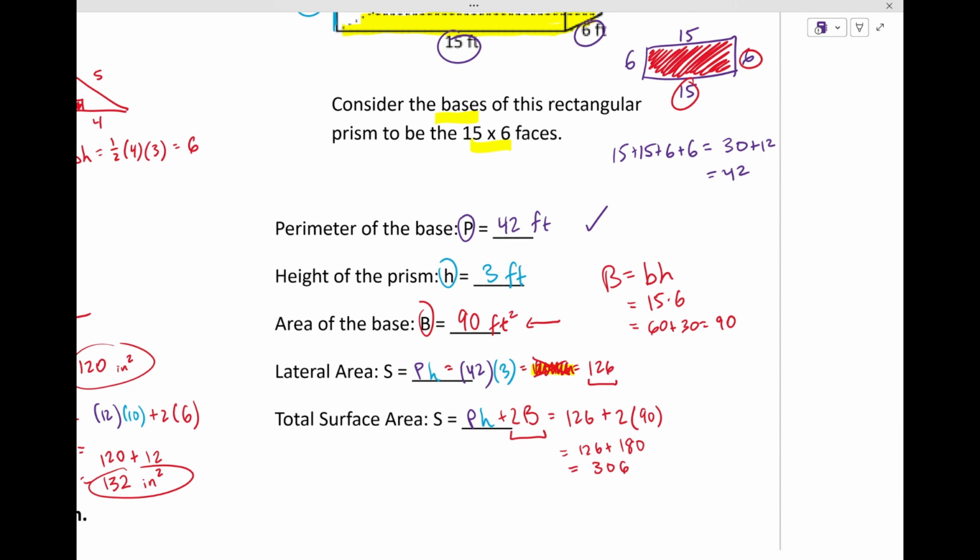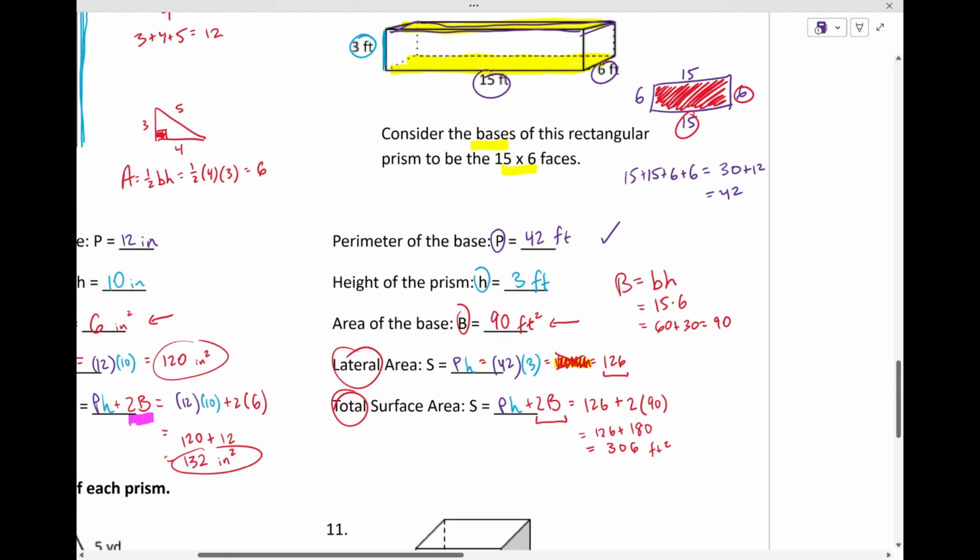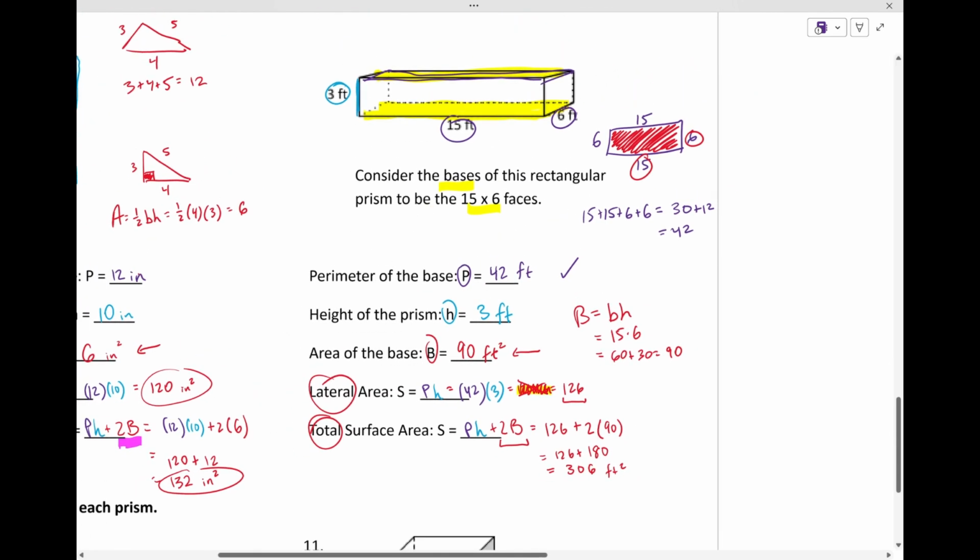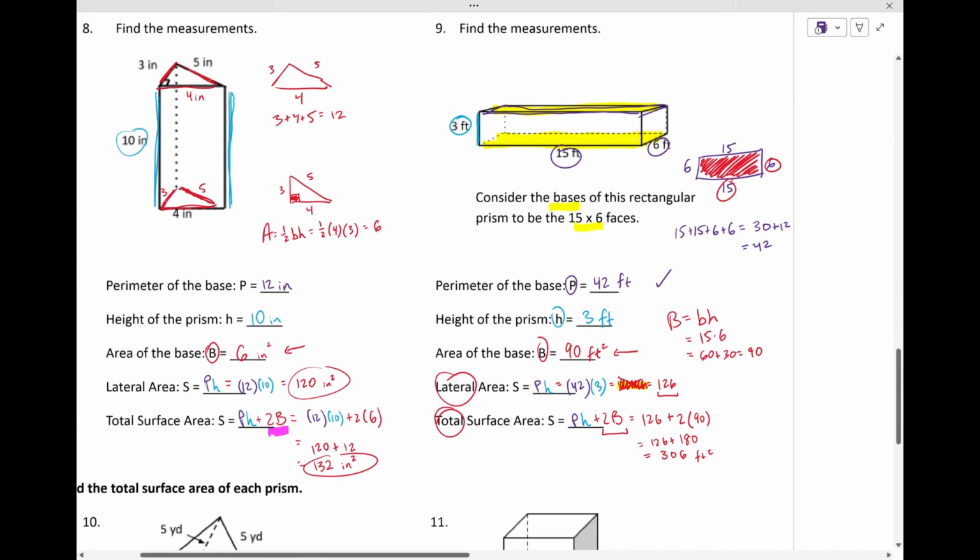Okay. So that's our total surface area where we added the bases as well. So total surface area is all the sides, and lateral area is just the sides without the bases, so just P times H. As long as you know total, lateral, just look at your star sheet, know what P, H, and B stand for. You should be good.